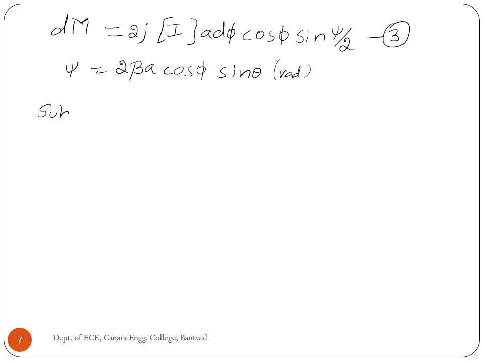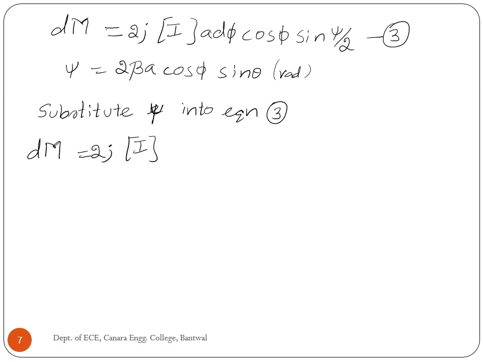Substitute the equation for ξ into equation 3, we get dm equal to 2jIa cos φ sin of (βa cos φ sin θ) dφ.